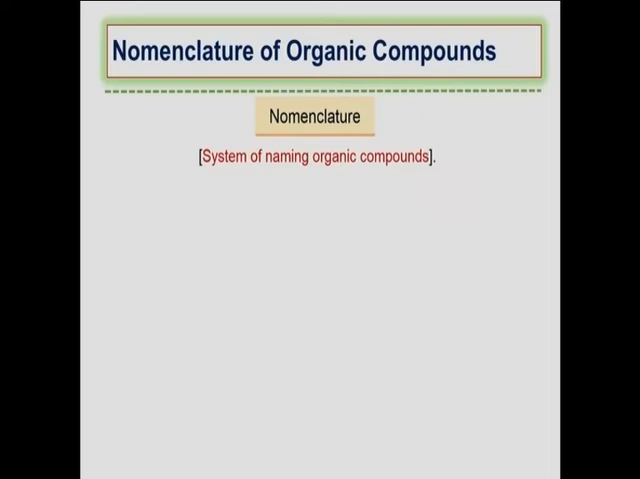Nomenclature means the systems of naming organic compounds. Just as we have systems of naming our children, some go to Lama, some go to Pandit, for organic substances we have two systems of naming: the common or trivial system, or the IUPAC system of naming the organic compounds.